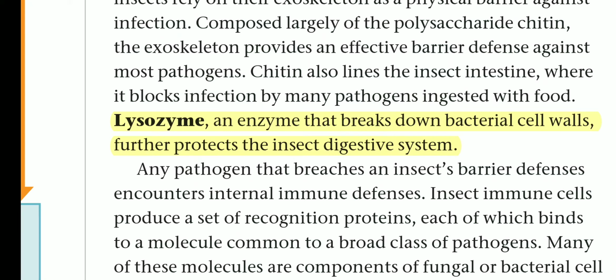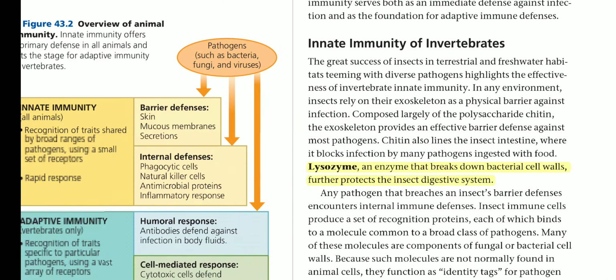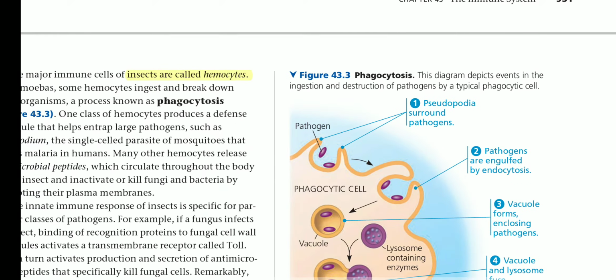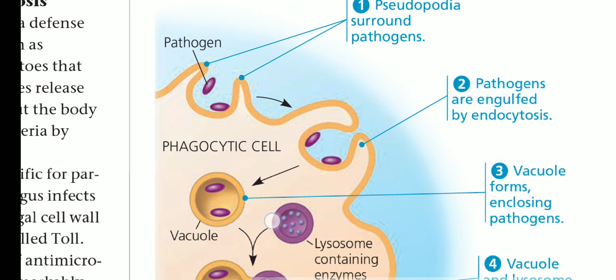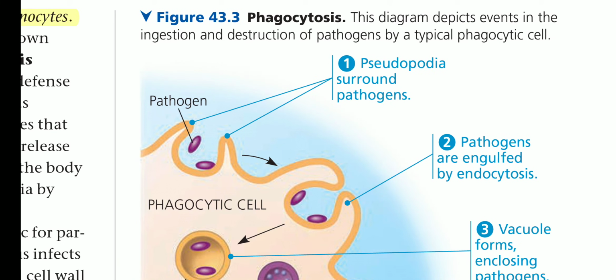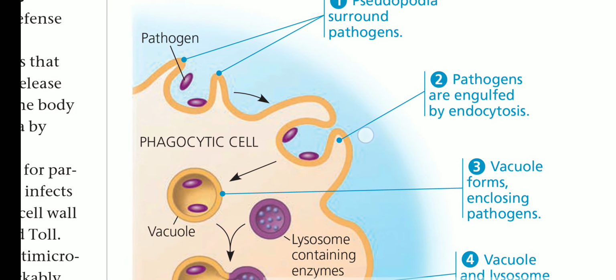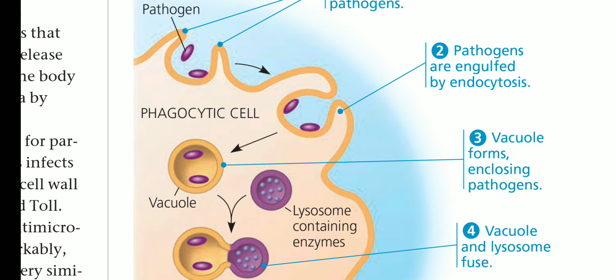Lysosome is an enzyme that breaks down the bacterial cell wall to protect the insect digestive system, and not only insects but many other animals. This is the innate immunity of invertebrates I'm talking about right now. Here is a nice picture. Here is the toll receptor. First, as shown here, the pseudopodia surround the pathogen. The pathogen is then captured by the phagocytic cells.